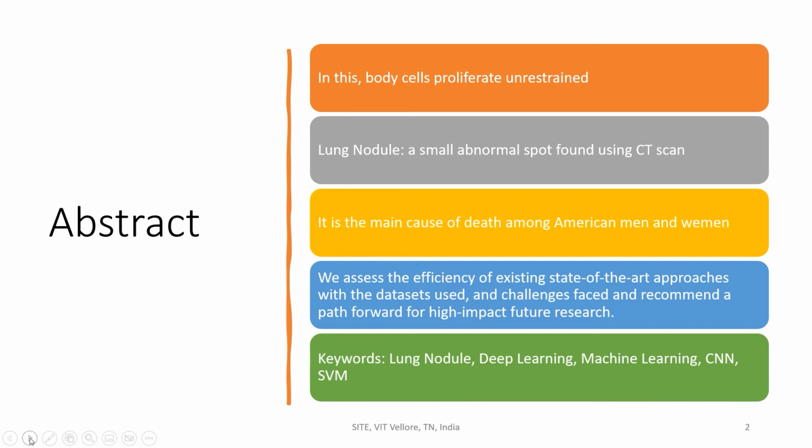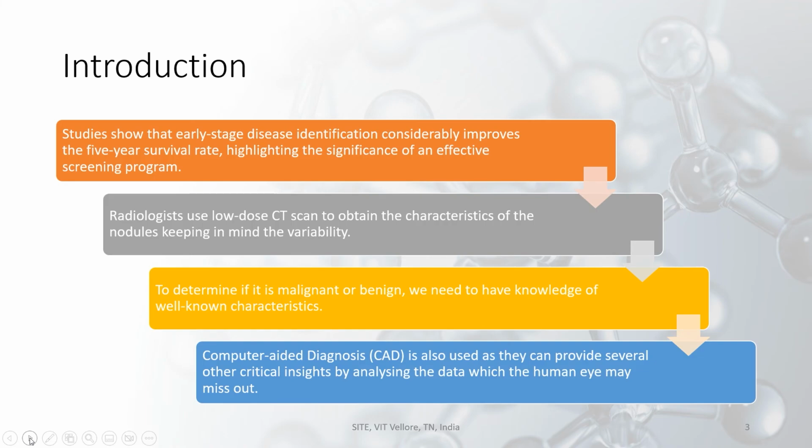From this review, it is clear that the most popular lung nodule detection systems are deep learning based CNN and machine learning based, namely SVM systems. Hybrid approaches are also popular nowadays. We assess the efficiency of existing state of the art approaches with datasets used, challenges faced, and recommend a path forward for high impact future research.